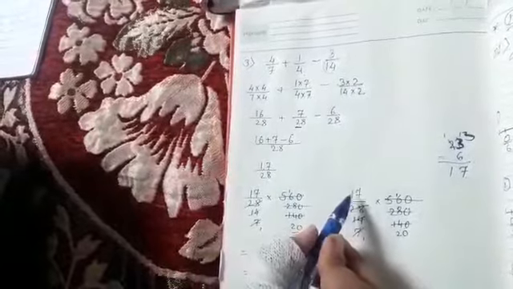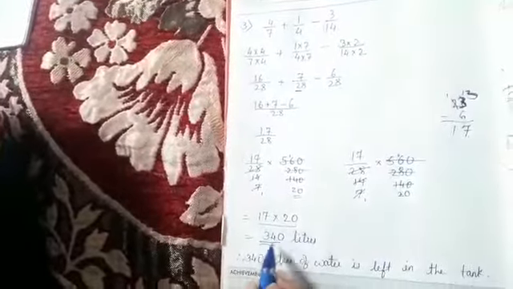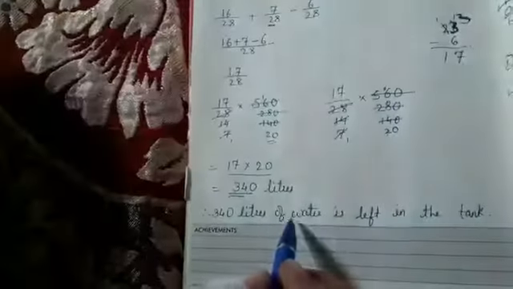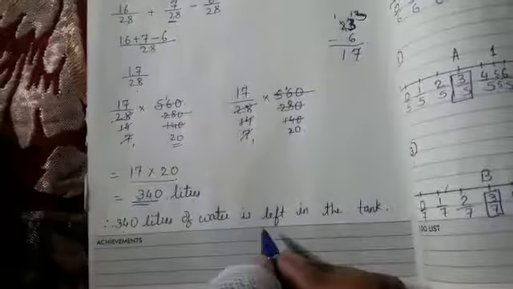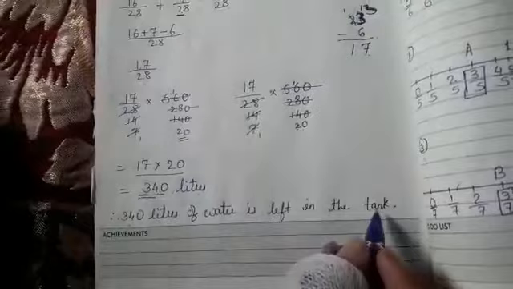Now 20 is there, and 17 was remaining. So 17 multiplied by 20 I will do. So 17 multiplied by 20 will give you 340 liters. Now therefore the answer will be 340 liters of water is left in the tank.